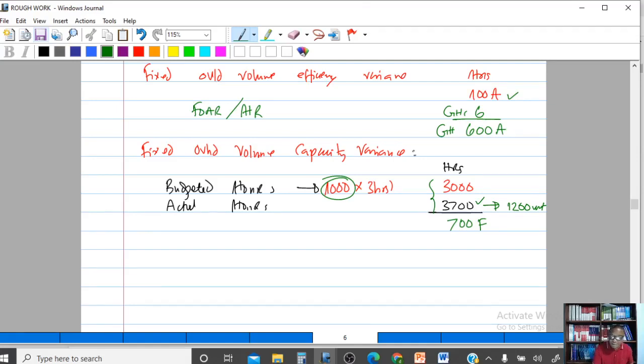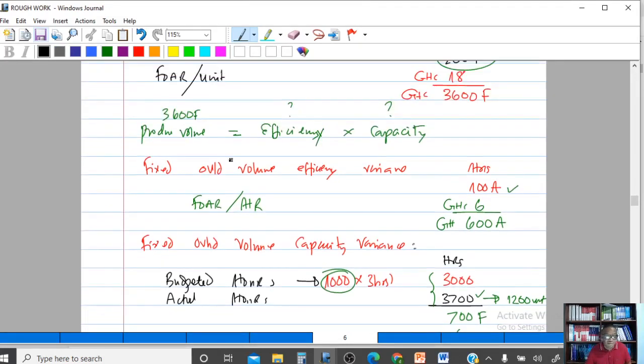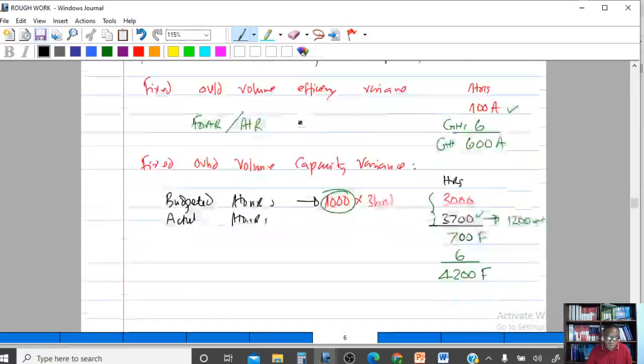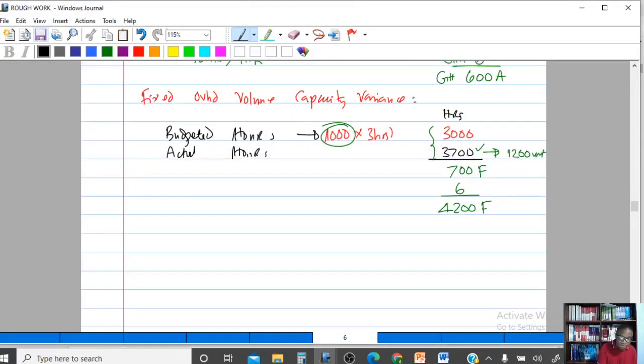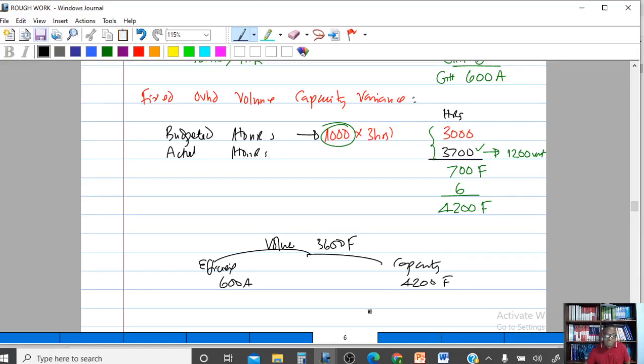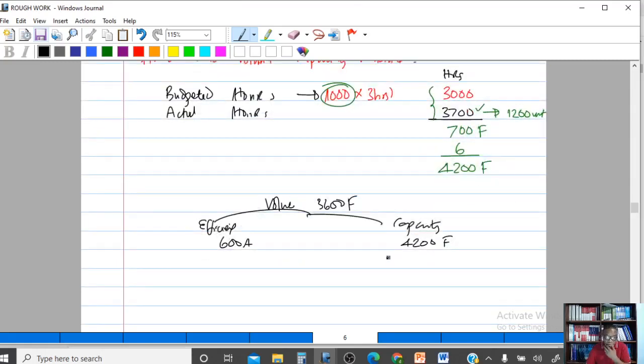Now again, at this same rate of 6, that gives us 4,200 favorable. So yes, we can now explain the 3,600 volume. So a volume variance of 3,600 favorable can now be explained as an efficiency of 600 adverse and capacity of 4,200 favorable. Very beautiful, and that naturally explains that.